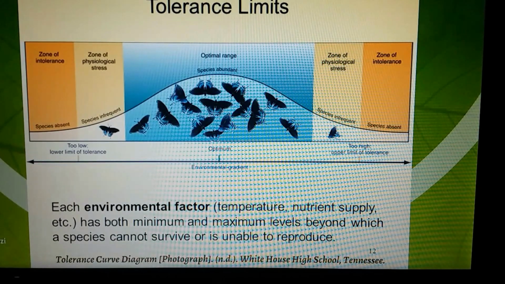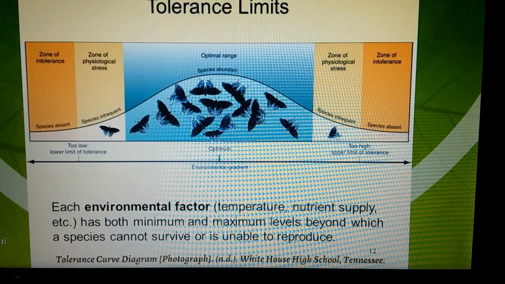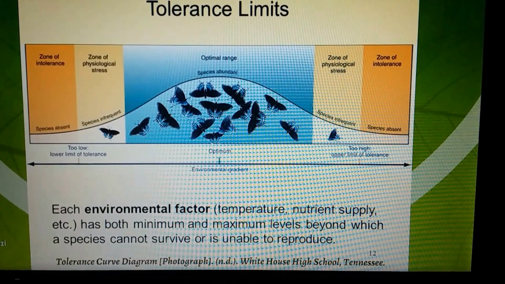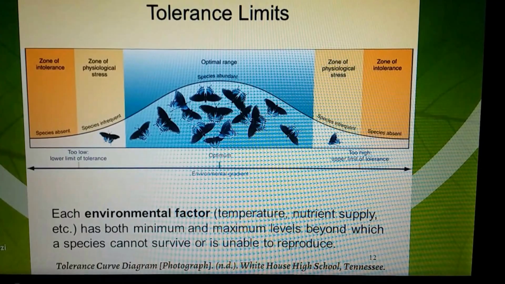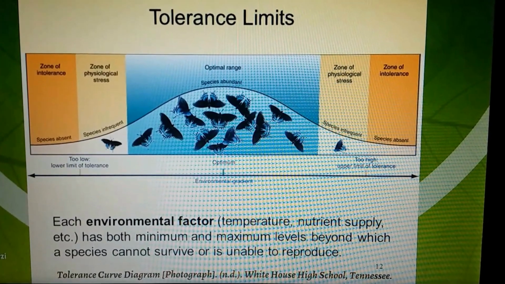So there's an optimal range, meaning there's a certain point to where this factor will allow the organism to thrive the most. And you can see that at the center of the graph, the population of butterfly rises. And if you increase this factor, as you see on the right, it's too high and the organisms die off. Likewise, if you decrease a factor, you see to the left, it's too low and the organism still cannot live.